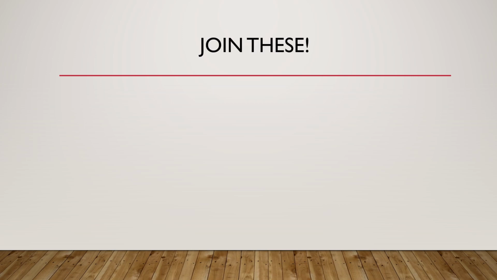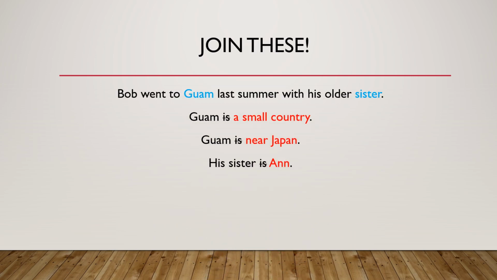Join these. Bob went to Guam last summer with his older sister. Guam is a small country. Guam is near Japan. His sister is Anne. In this case, we have two possible appositives. Guam, a small country, and his sister, Anne. Near Japan is not an appositive, but I think we can add it to our basic sentence. Try to join these and make one sentence.